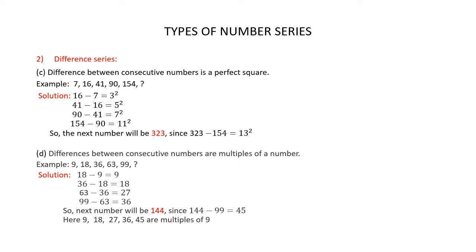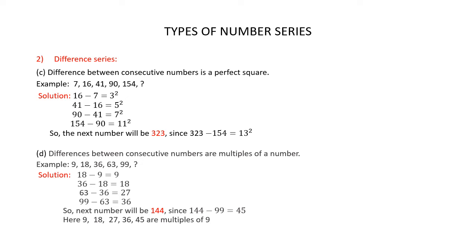16 minus 7 is 3 squared. 41 minus 16 is 5 squared. 90 minus 41 is 7 squared. 154 minus 90 is 11 squared. Observe that the differences here are the squares of consecutive prime numbers. 3 squared, 5 squared, 7 squared, 11 squared.